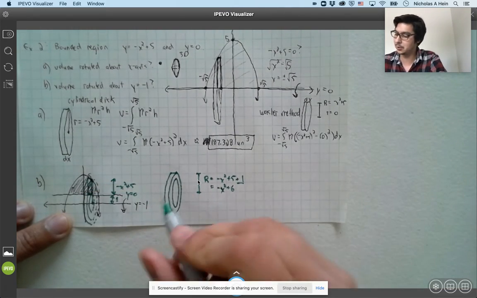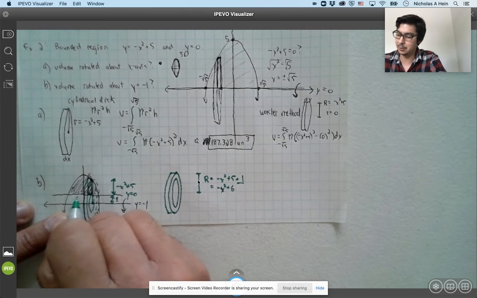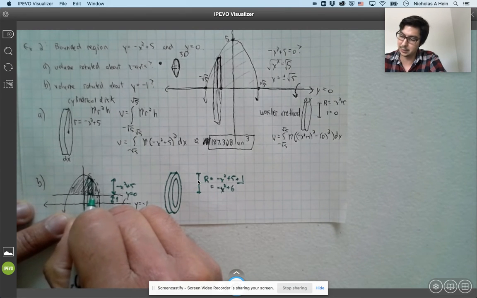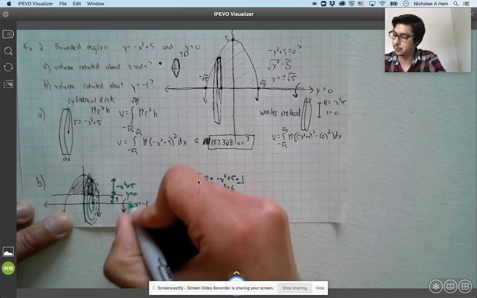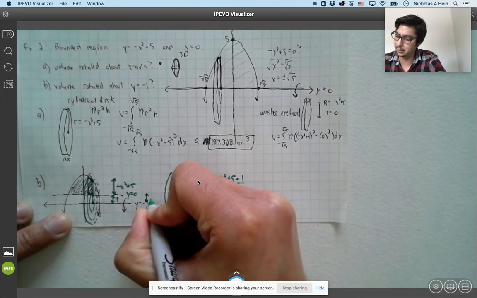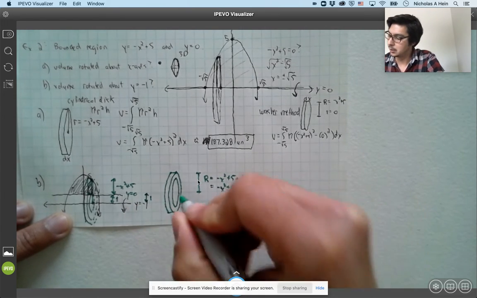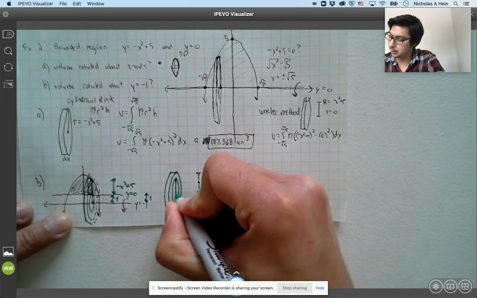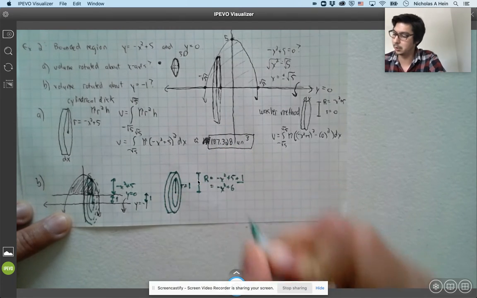Now, what's your inner radius? Now, in the last problem, the inner radius was 0. Now, in this case, your inner radius is the distance from 0 to 1, which is just 1. So your inner radius is the distance from here to here, which is just 1. So I'll draw that here. Your inner radius here, r equals 1.